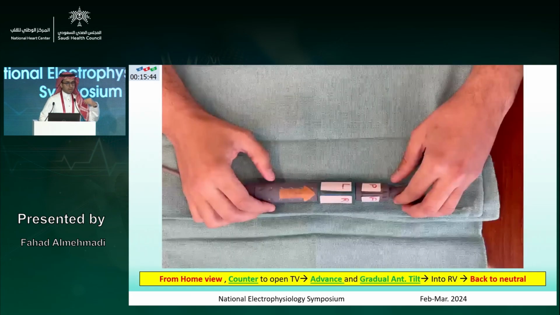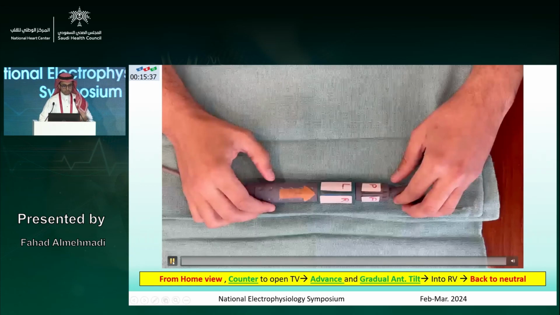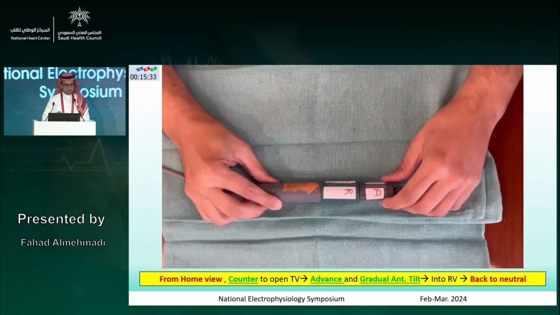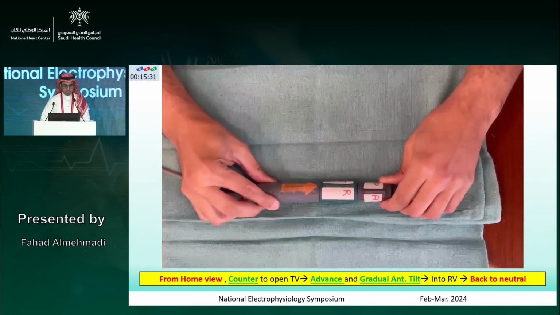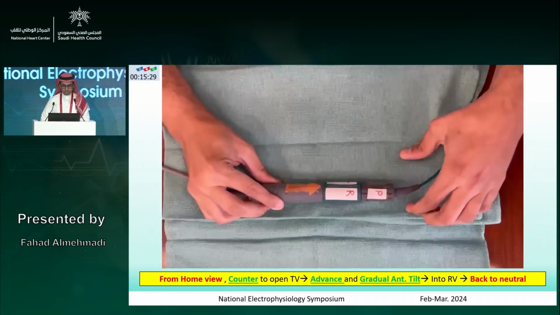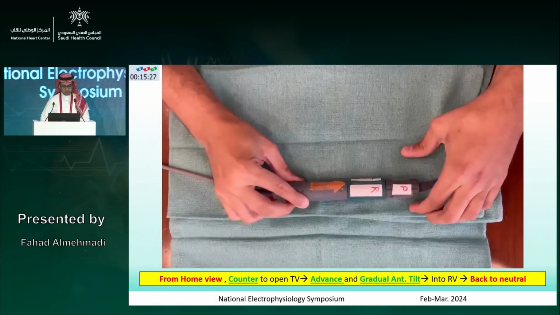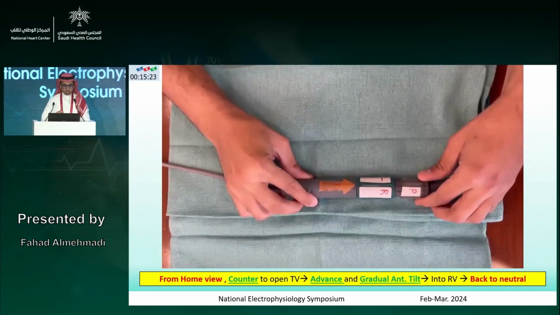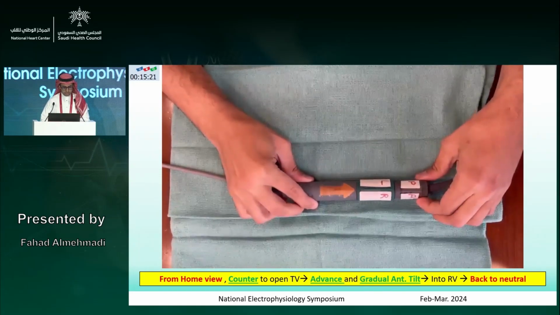The other basic view is getting the catheter into the right ventricle. So we go back to the home view. What we do is a counter-clock, then an anterior flex, and then we just push the catheter in, and that's it. Now we are inside the RV. Because this auto locks, we just take it back to the neutral position.